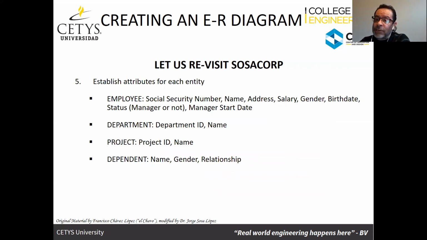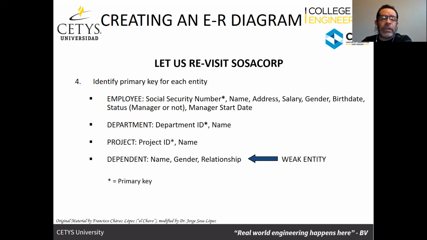We had established attributes for each of these. Employee had social security number, name, address, salary, gender, birth date, status, manager start date. Department had an ID and a name. Project had an ID and a name. And dependent had name, gender, and relationship. Notice that we had defined the attributes, but we hadn't defined a structure for naming each of the attributes. That's something we need to do.